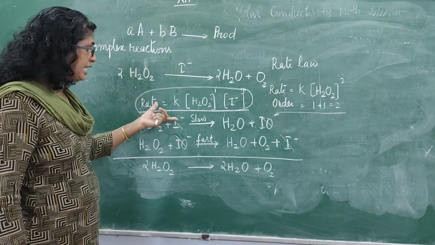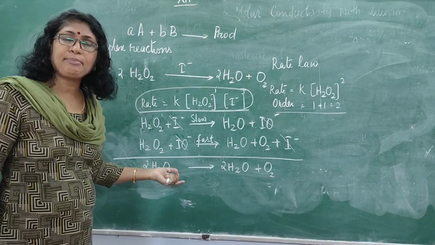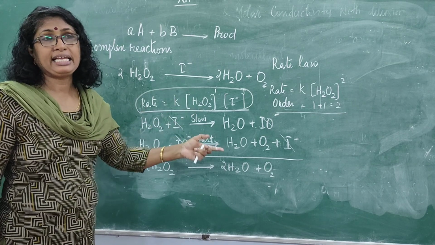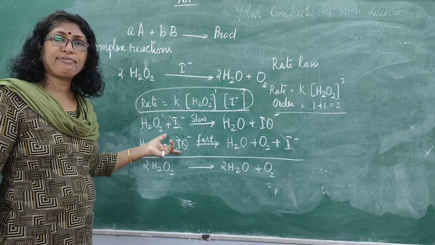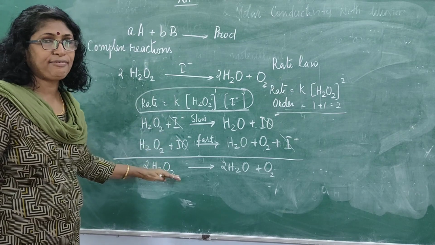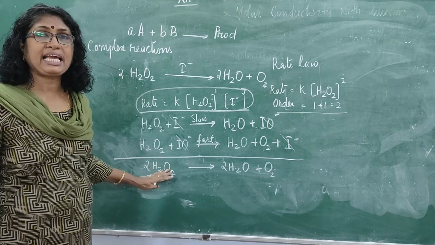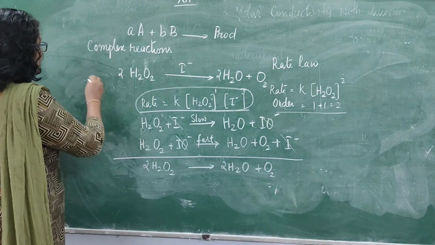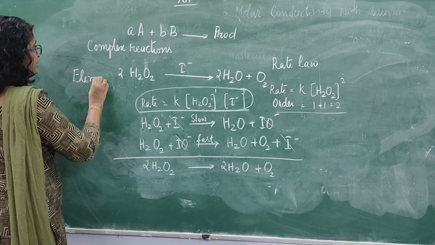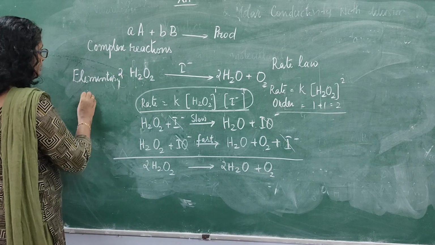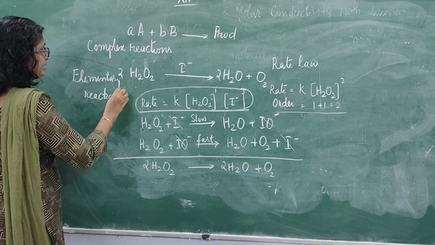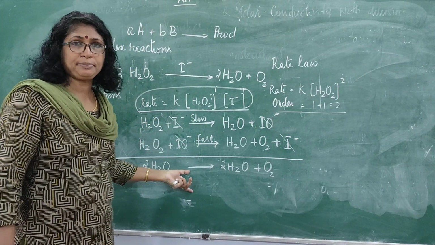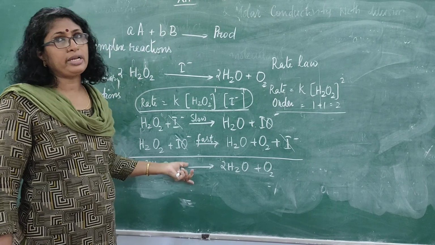And writing steps like this is called writing the mechanism of a reaction, that is, how the reaction is carried out. We explain that by showing the different steps. Now certain reactions take place in only a single step. Those reactions are called elementary reactions. Some reactions take place in a single step, and some reactions take place in different steps. Those reactions are called complex reactions.